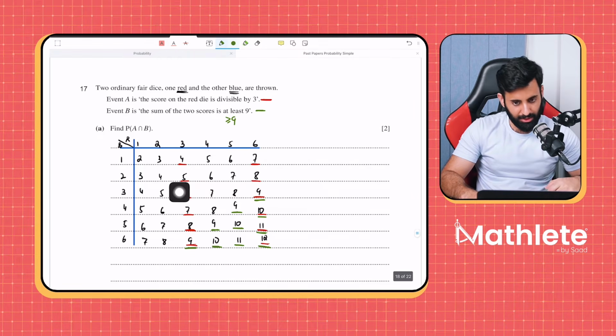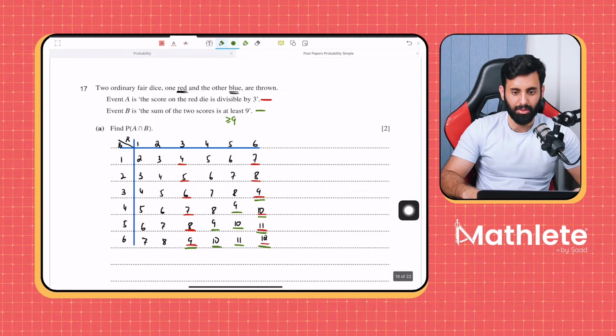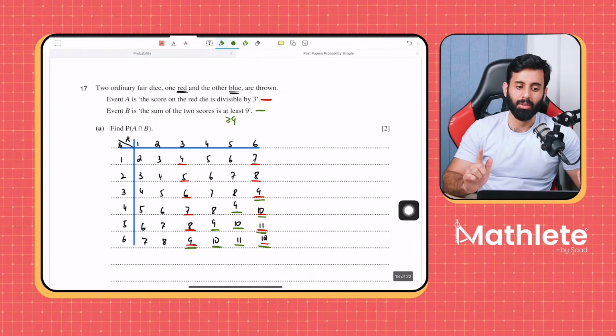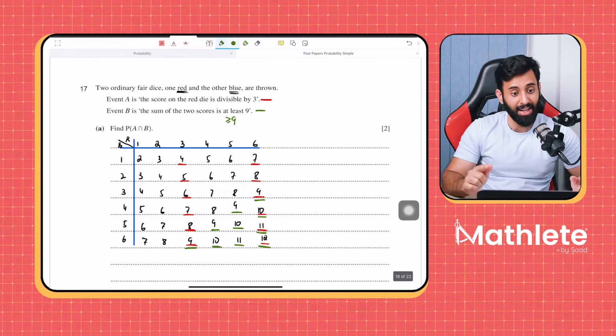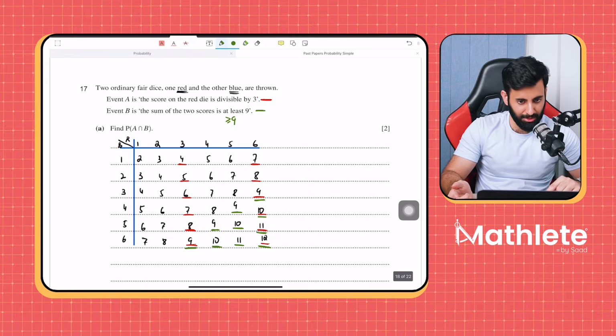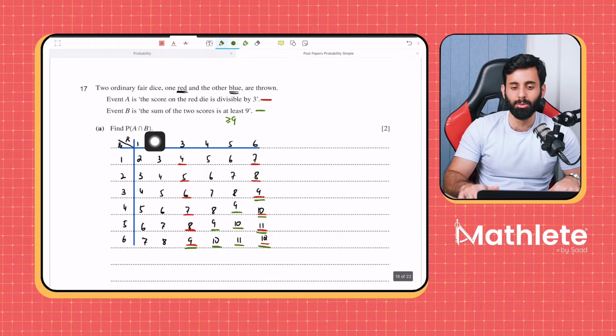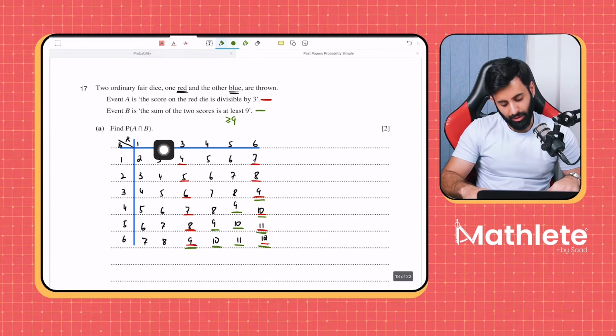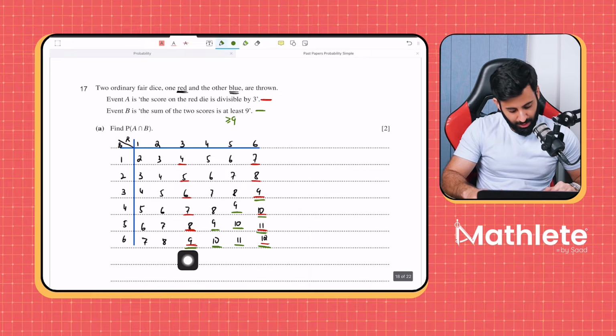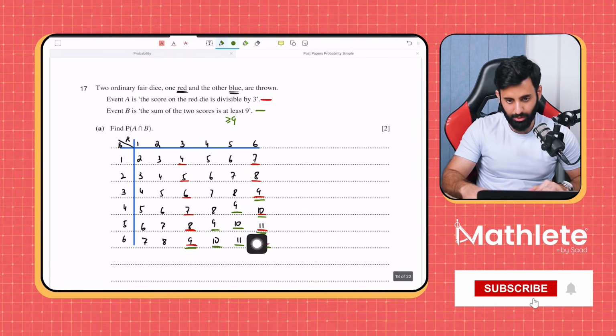Am I looking for the ones that I've underlined in red? Am I looking for the ones that I've underlined in green? Or am I looking for something else? Yes, I'm looking for what I've underlined in red and green. Because red is representing that the score on the red die is divisible by 3. Green is representing that the sum of the two scores is at least 9. Here it says A and B. That means I'm looking for the event where the score on the red die is divisible by 3 and the sum of the two scores is at least 9. So how many times has that happened? That has happened 1, 2, 3, 4, 5.